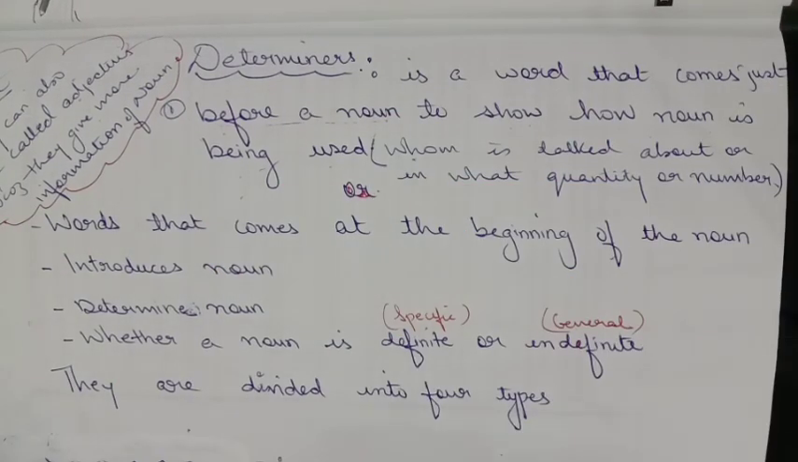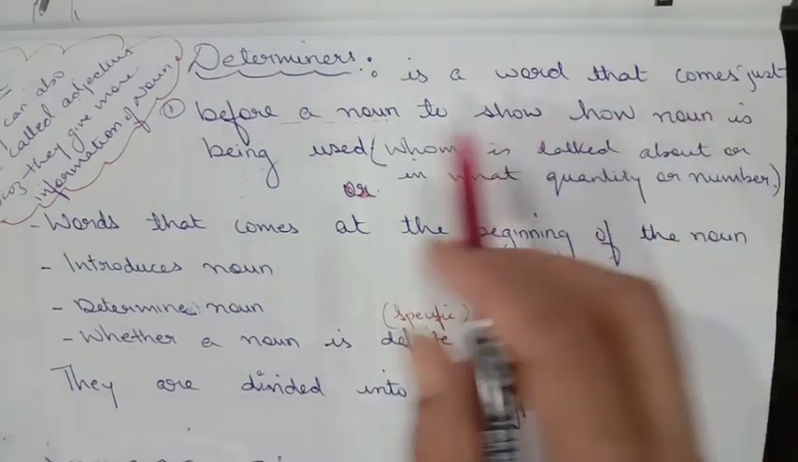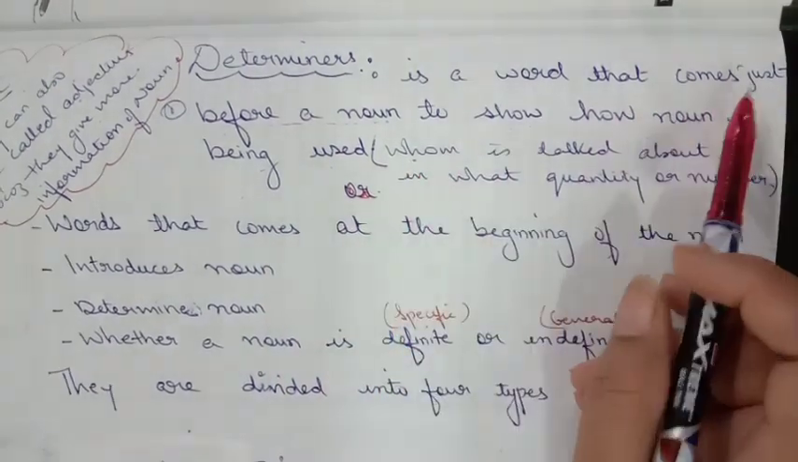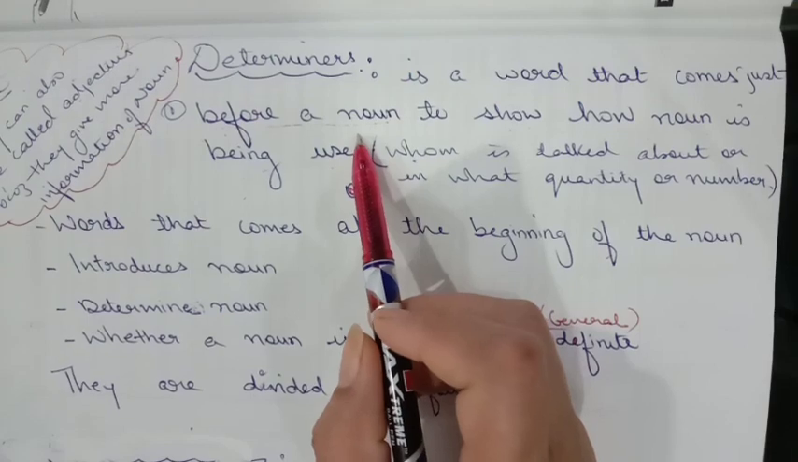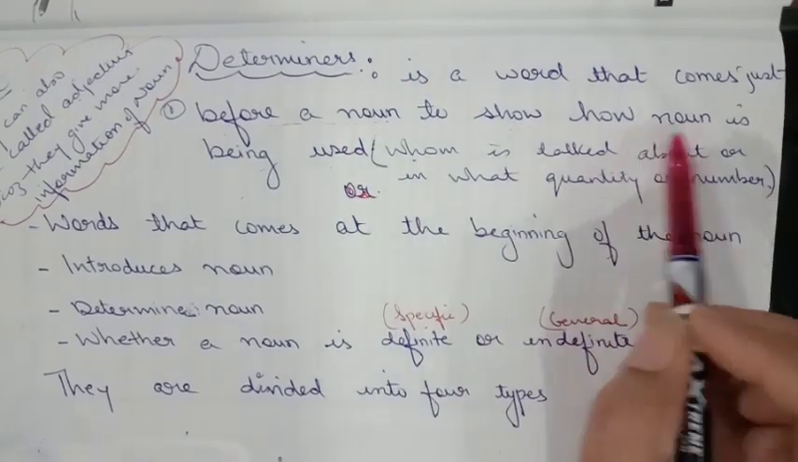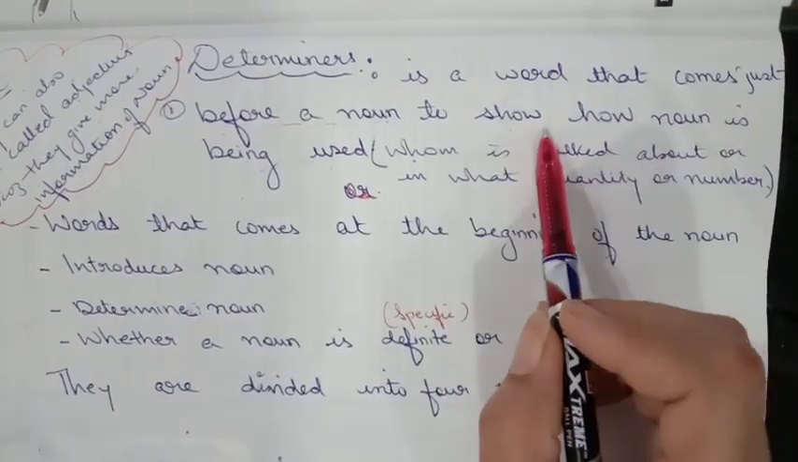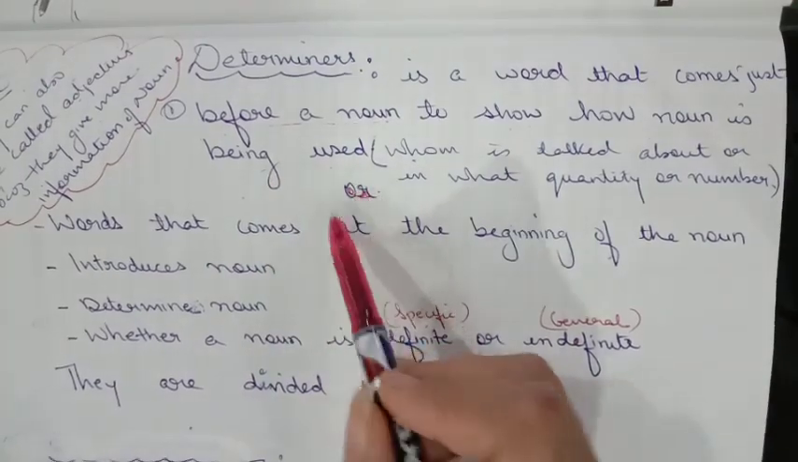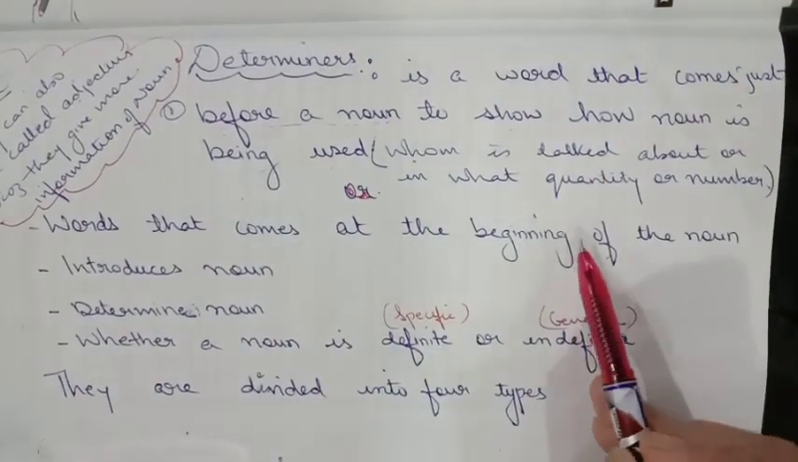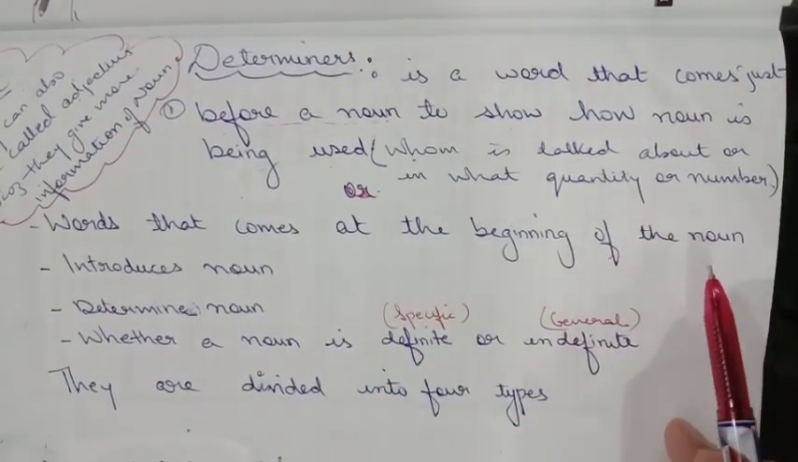Today we are going to start with a new topic, and the topic is determiners. What is a determiner? A determiner is a word that comes just before a noun to show how the noun is being used, whom is talked about, or in what quantity or number the noun represents.